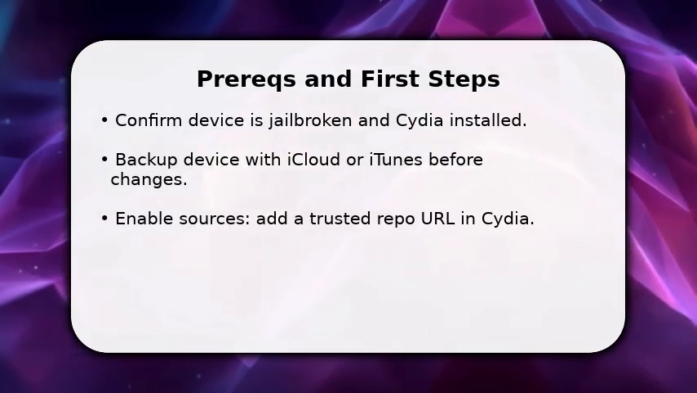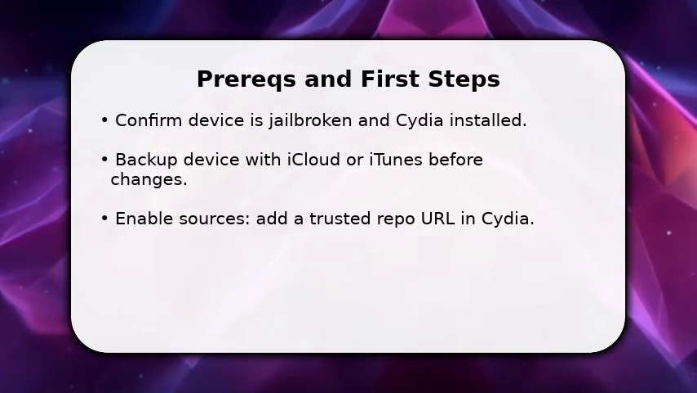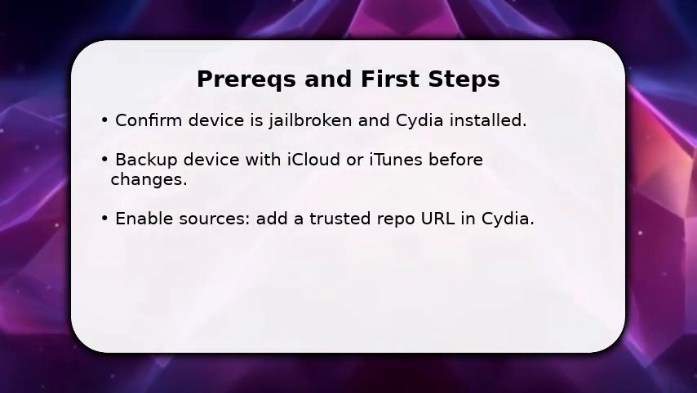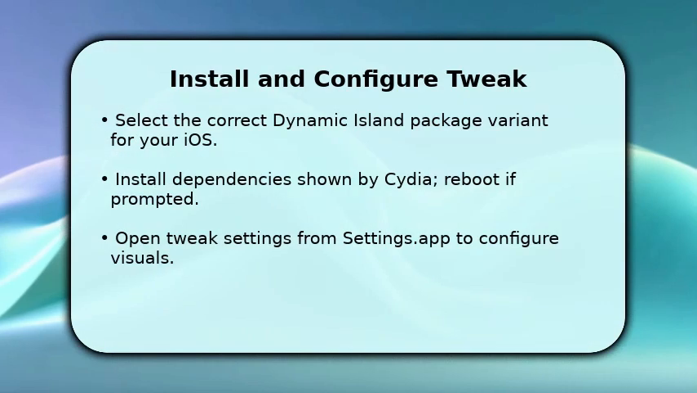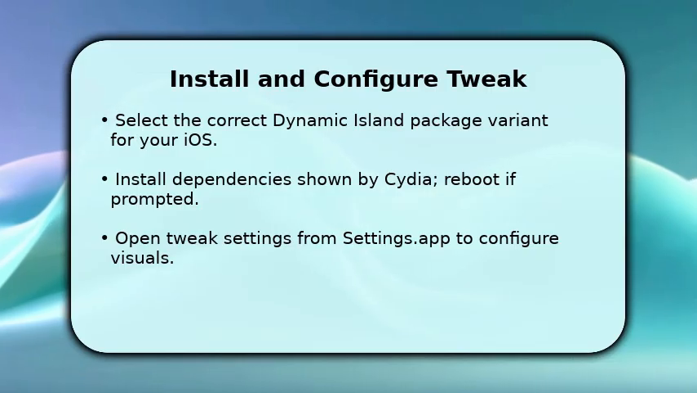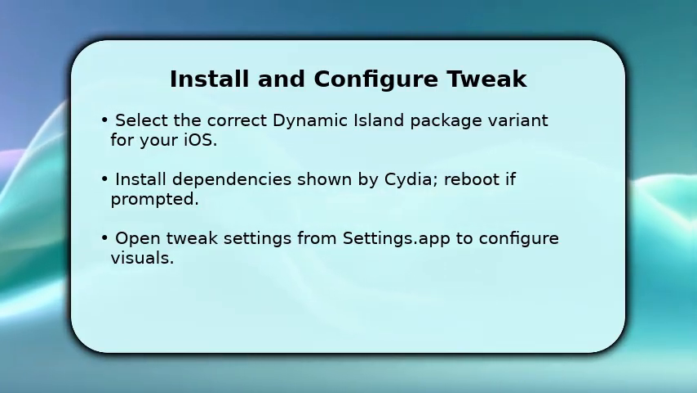Once added, refresh sources and search for the dynamic island package name. Make sure compatibility notes match your iOS version before proceeding to install. Now you install the tweak and required dependencies. Tap Install in Cydia and review the dependency list to avoid missing libraries.